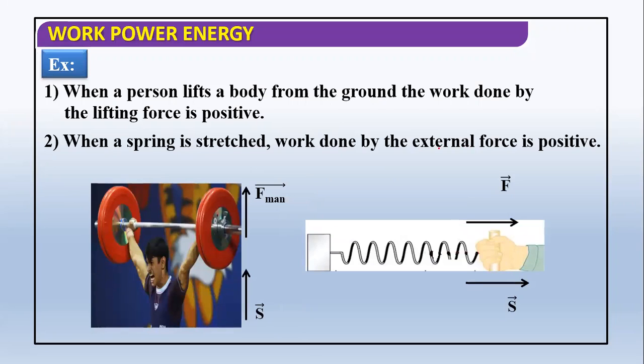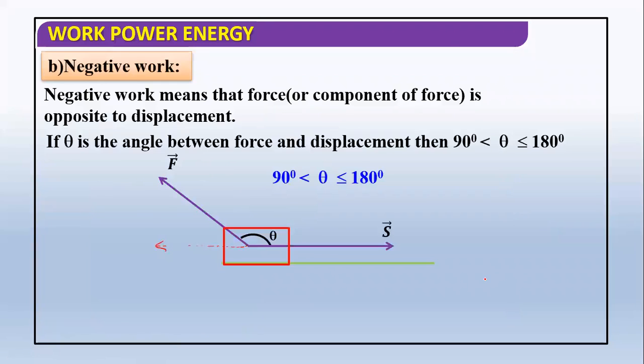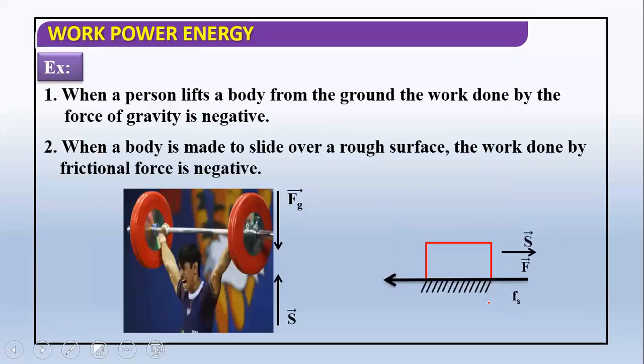See, in the last case, this is the work done by the lifting force, the work done by the man. The work done by man is positive. But in this case, the work done by gravity is negative. Gravity is acting downward and displacement is upward. So in the same situation, one force is giving positive work and another force is giving negative work. The gravity is giving negative work and the man is giving positive work.